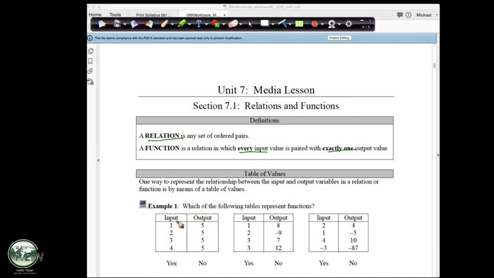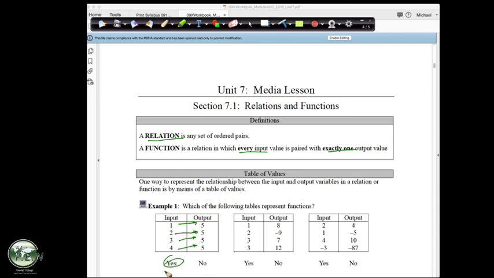So for this first example, does each one of these inputs only have one output? Yes. Because the inputs are different from the outputs, there's only one output to the input. So the rule is the input can only have one. So 2 has 5, that's only one output. 3 has 5, it's only one output. 4 has 5, that's only one output. So yes, this is a yes.